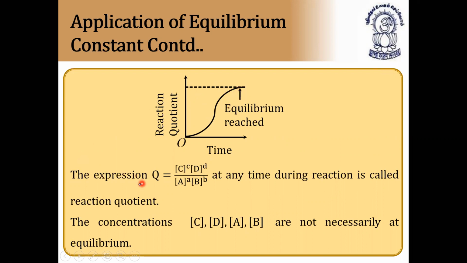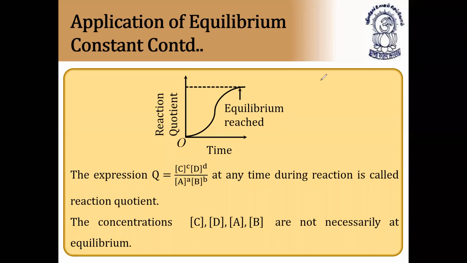Q is found the same way as the equilibrium constant. Q is equal to the concentration of C to the power c, times the concentration of D to the power d, divided by the concentration of A to the power a, times the concentration of B to the power b, at any time during the reaction. This is called the reaction quotient. Q we can calculate at any time, either in the forward direction or in the backward direction, but Kc is calculated only at equilibrium. That is the main difference.